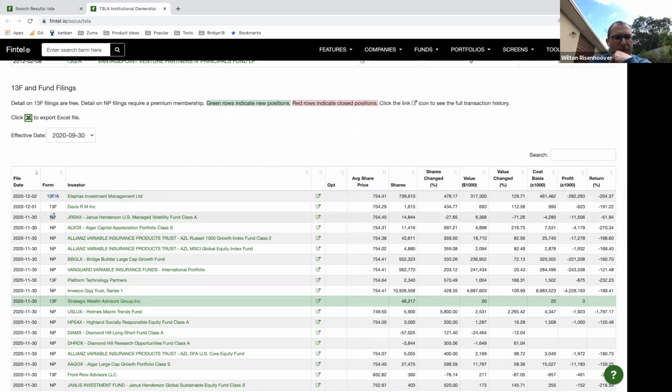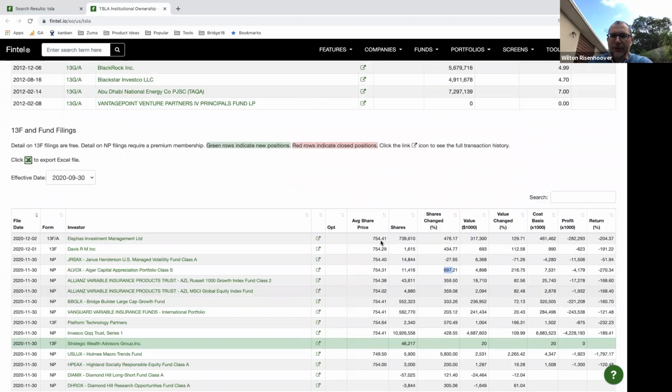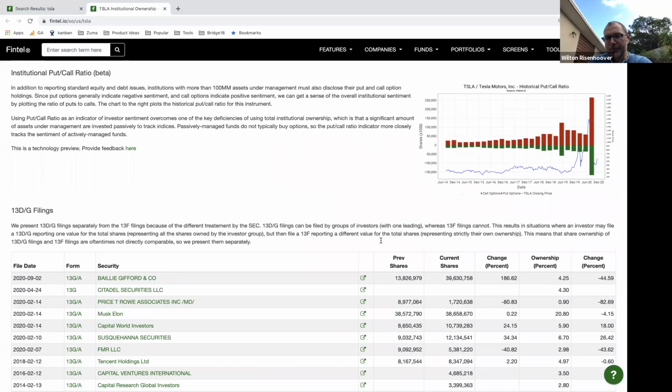Okay, here's an N-PORT filing. You can see that this is an ETF. This is a person here. And we show you if it's a new position, we highlight it in green, and the shares change. So you can see a lot of people here are increasing their ownership quite a bit. You can see an index fund here and an index fund here. My take on this is that the news that Tesla is going to go into the S&P 500 is probably driving a lot of this acquisition, but that's just my own speculation.